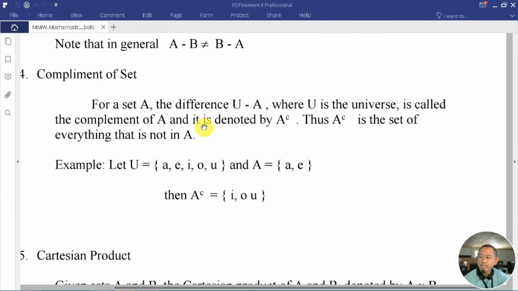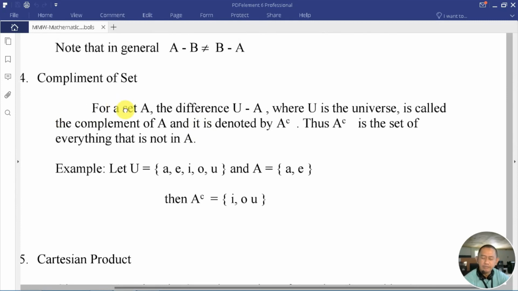The complement is what is not in the set. For set A, the difference is U minus A, where U is the universal set. This is called the complement of A, denoted by A complement. Thus, A complement is the set of everything that is not in A.